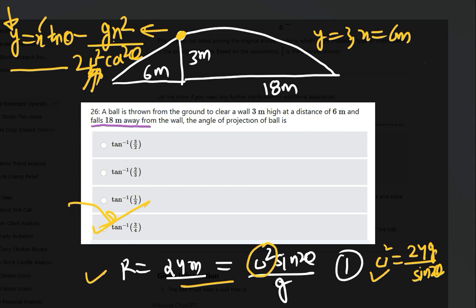So I hope this helps you. Short way of doing the problem: just substitute the value of u square and then solve the quadratic in tan theta.